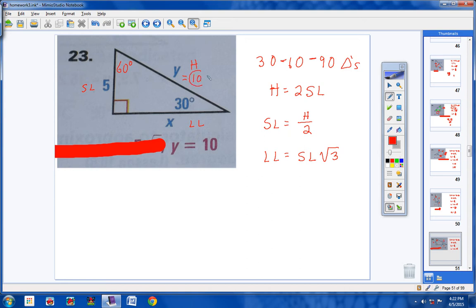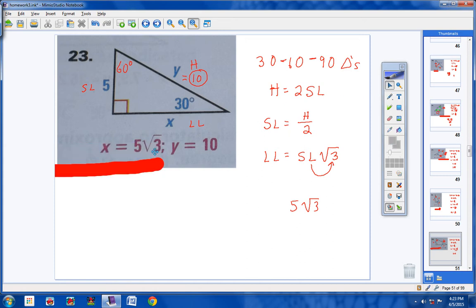Now, how do you find the longer leg? Well, you always take the shorter leg and multiply it by the square root of 3. What's the shorter leg? 5. So we take 5 times the square root of 3. So x equals 5 square root of 3. That's your longer leg. Alright, number 24.